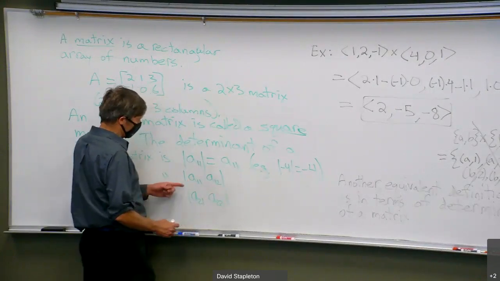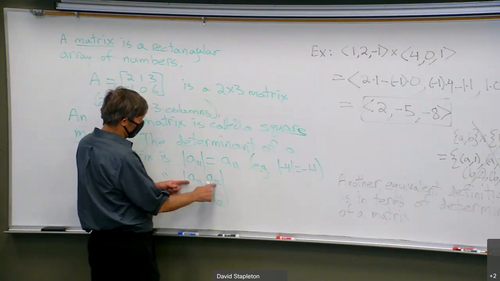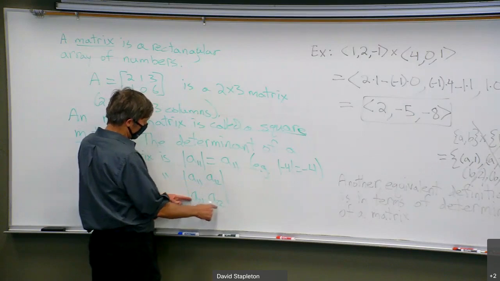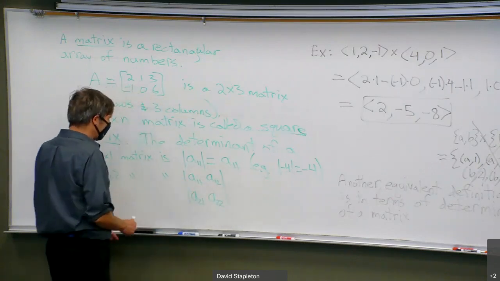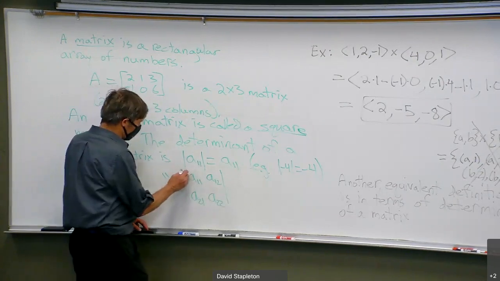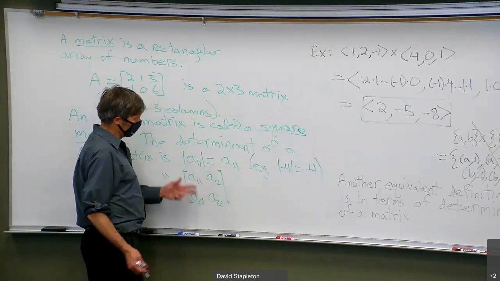And they're numbered by rows and columns. The first number is the row number. This is row 1, column 1. This is row 1, column 2, row 2, column 1, row 2, column 2. So these indices are in a different order. And this is the matrix. If you put square brackets, you just leave it like that. It's this array of 4 numbers.